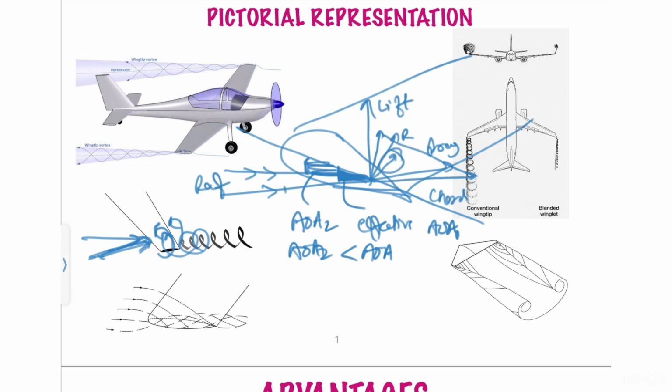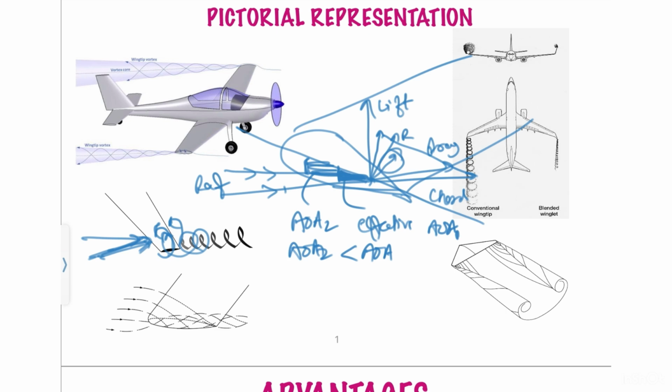So this is the explanation of how the non-fitment of wingtip devices leads to the higher leakage of air from the bottom to the top, which further leads to the vortex generation and reduction in the angle of attack.